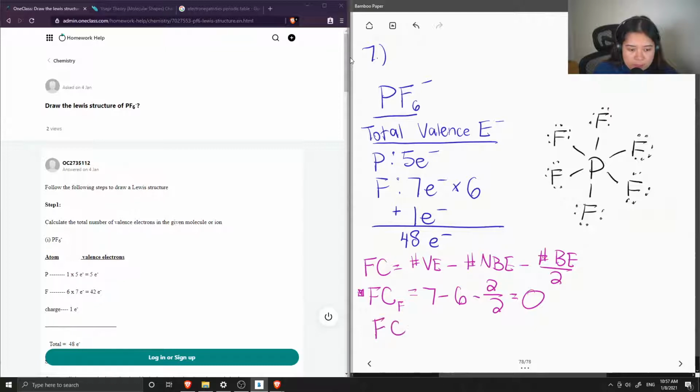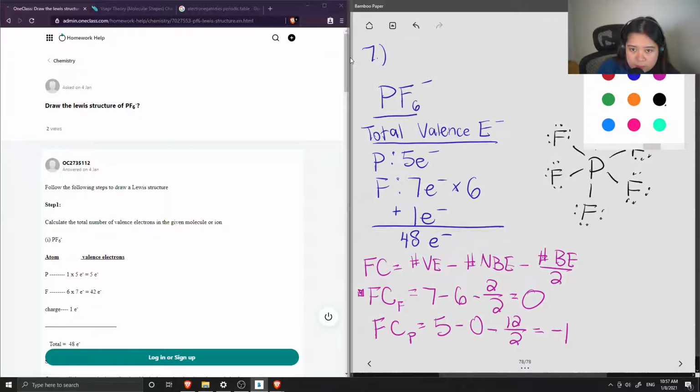And in the case of the phosphorus, phosphorus has 5 valence electrons. There are 0 non-bonding electrons because there are no lone pairs. And the number of bonding electrons, so we have 12 bonding electrons since there are 6 bonds. So 5 minus 6 is -1. So now we know that the negative charge will go on our phosphorus.